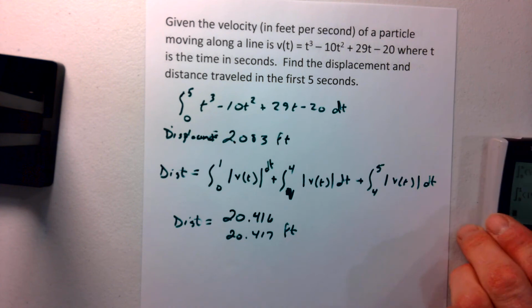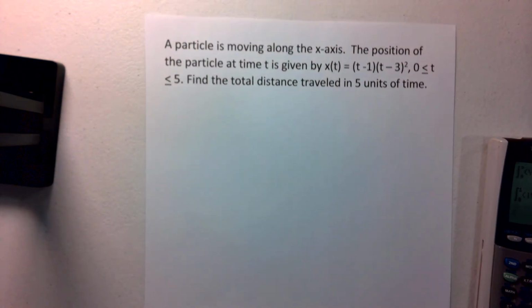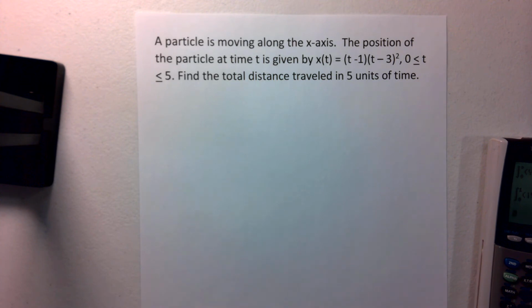All right. The next problem I have is we have a particle that moves along the x-axis, the position of the particle is given by the function t minus 1 times the quantity t minus 3 squared. And we're going again from 0 to 5 in this case, and we want to find the total distance that we've traveled in 5 units. So we don't necessarily need the displacement this time. We're just looking for the distance that we've traveled in that 5 units.